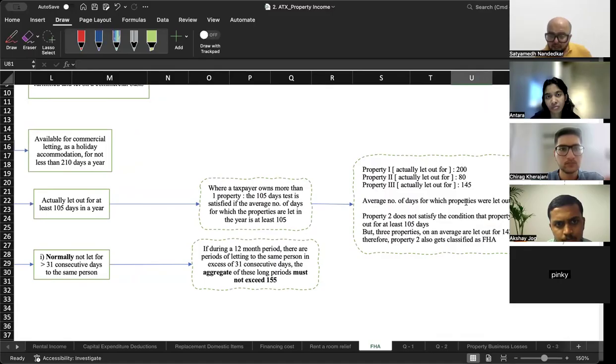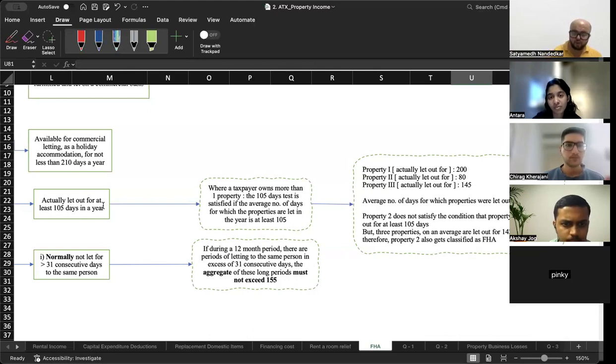तीन property मिला के. If you observe, property 2 does not fulfill the 105 days wala condition. The days here are less than 105. But where a taxpayer owns more than one property, the 105 days test is satisfied if the average number of days for which the properties are let in the year is at least 105. Property is let out for at least 105 days in the year, and उसके लिए if you take the average of these three properties and if that comes to more than 105, then you will not exclude property 2, although it does not satisfy the condition. If on an average it is more than 105 days, property 2 will also get treated as a furnished holiday accommodation.